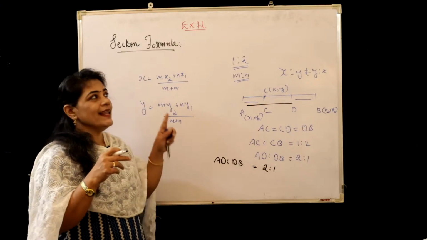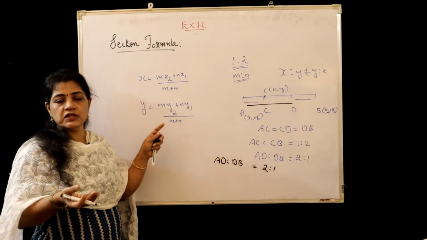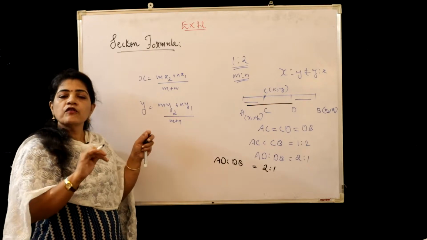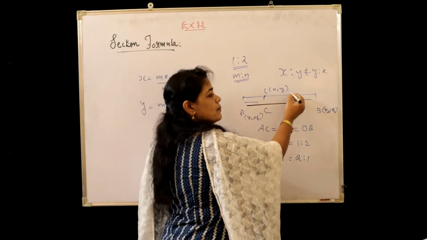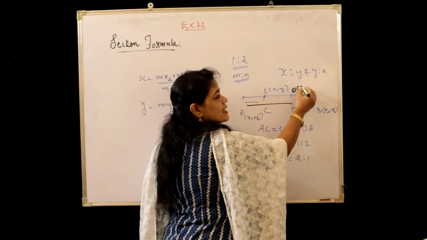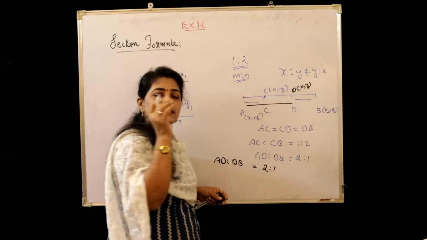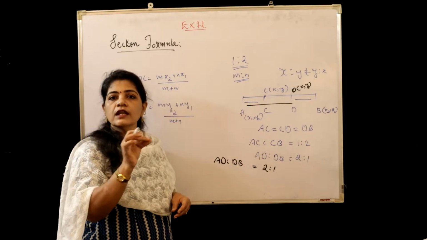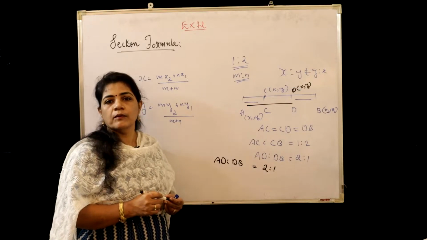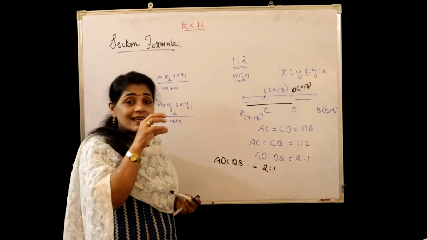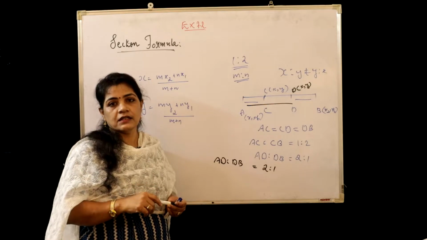Okay, so accordingly m and n will change, so that you can easily find out the coordinates of D also. For that, what you have to do? You have to represent the coordinates of D as x comma y. Always, x represents the x coordinate of the required point and y represents the y coordinate of the required point. So when you are taking the ratio, you should be very careful about that.